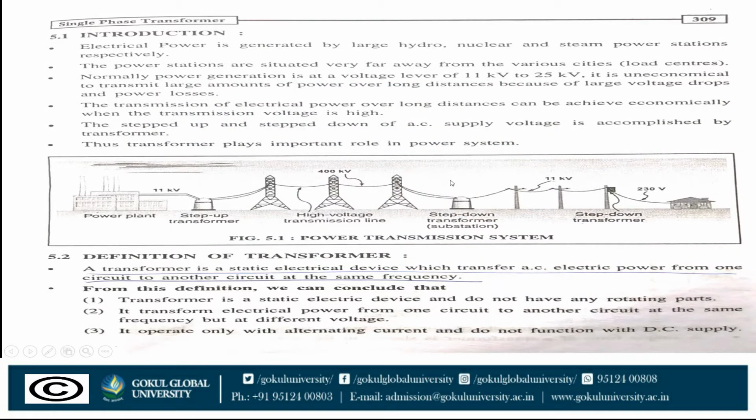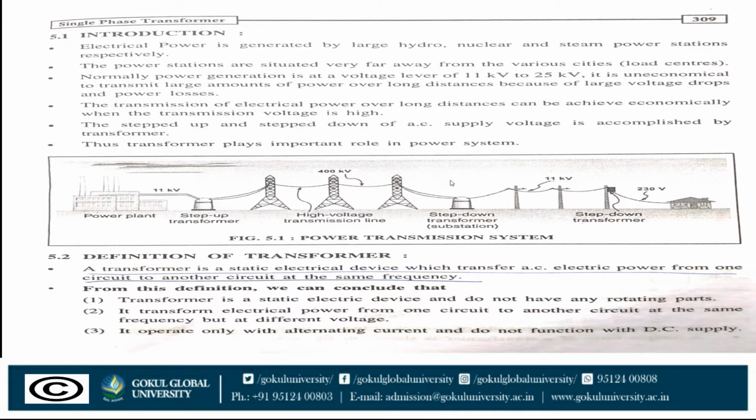First of all, introduction. Now we all know where electric power is generated and how it is transferred from the generating station to the load. Electric power is generated by large hydropower plants, nuclear power plants and steam power plants. All the power plants are situated very far away from the various cities, the load centers.